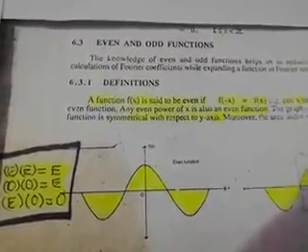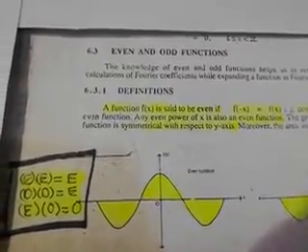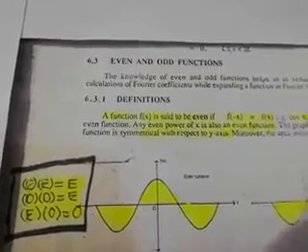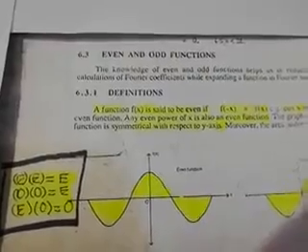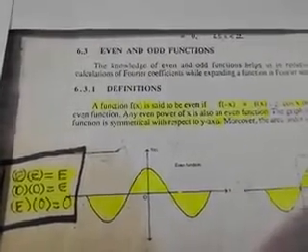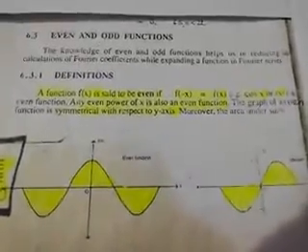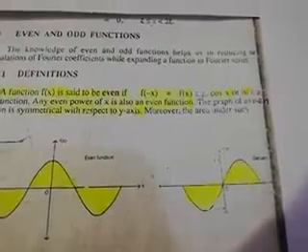Now the other properties, I will come to those as well: even times even will give you even, odd times odd will give you even, and even times odd will give you odd. But you will understand that when I define the odd function as well. So there is a comparison between even and odd functions.